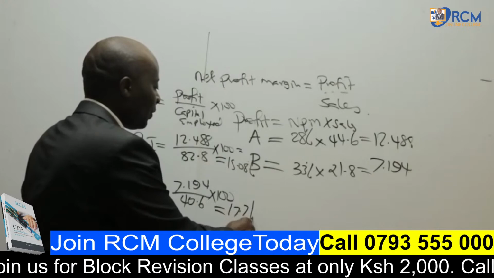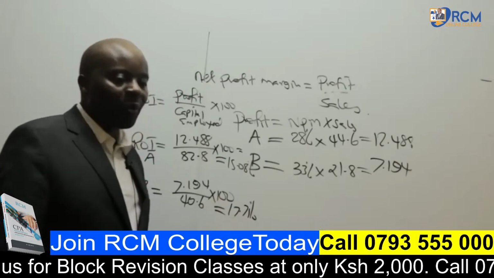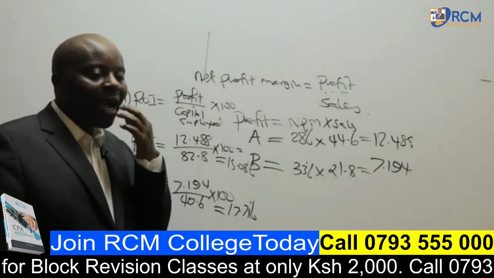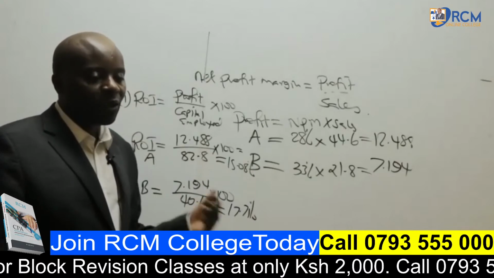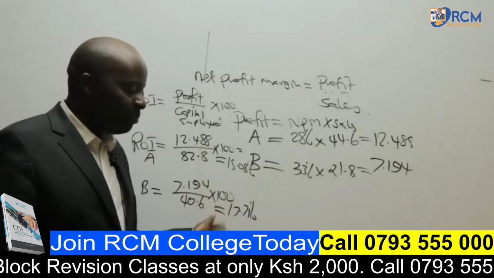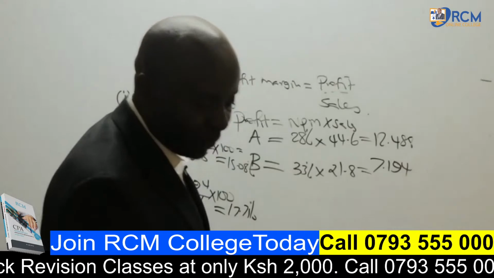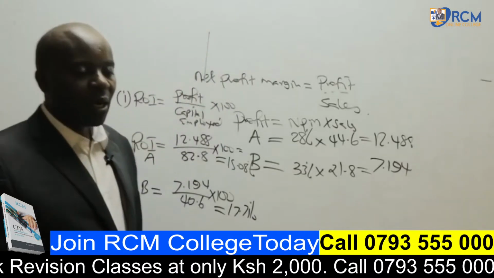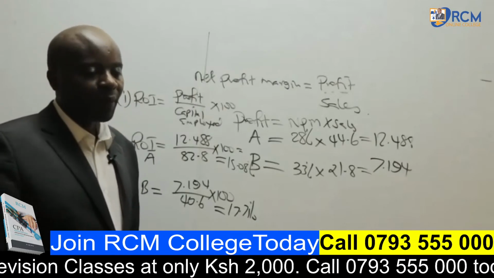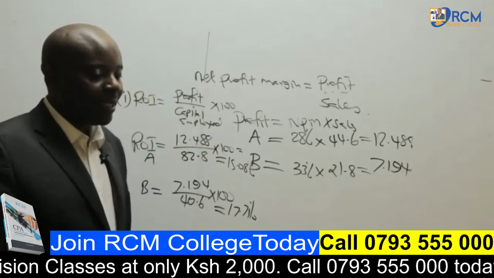17.71. So 17.71%. Of course, in terms of the comments here, I'll be able to say that B is a better performer. Because remember, the higher the ROI, the better the performance of an entity. So in terms of ROI, B performed better. Thank you very much. Are we together up to there?